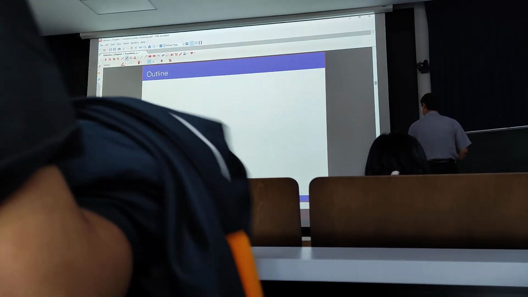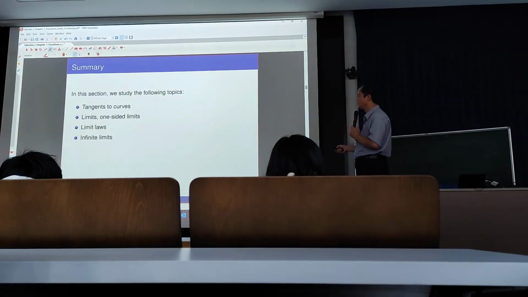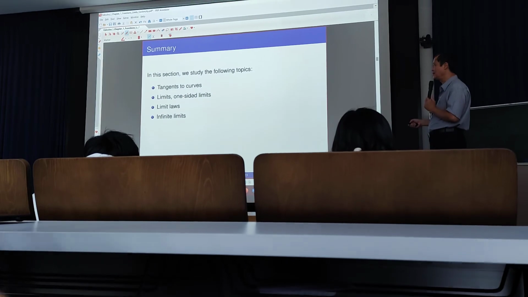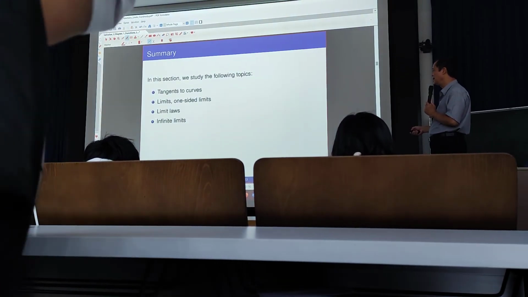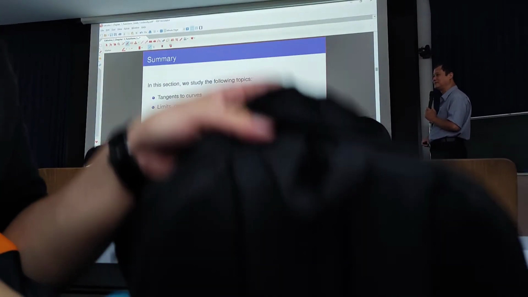Try to understand. So next, after having function, we study the limit of the function. So the limit related to tangent of curve. Limit and one-side limit, limit law and infinite limit. That's the thing we have to study. Okay? First one.